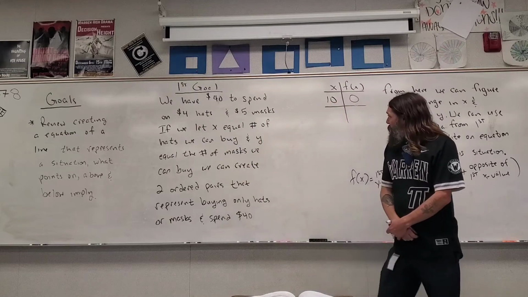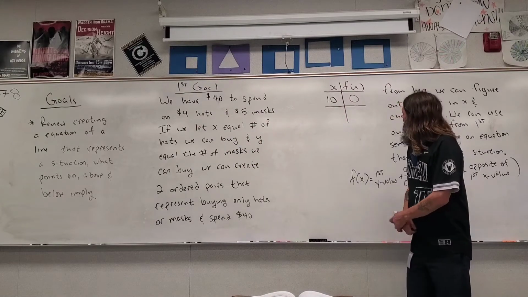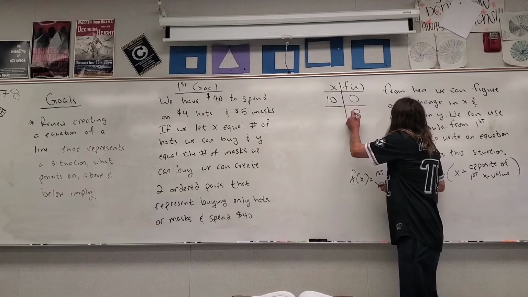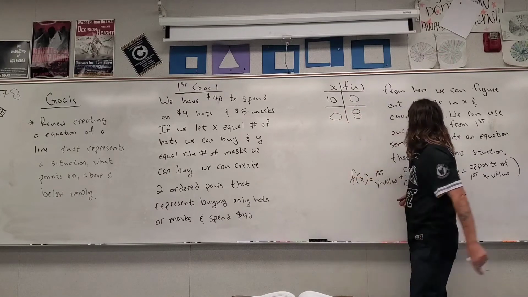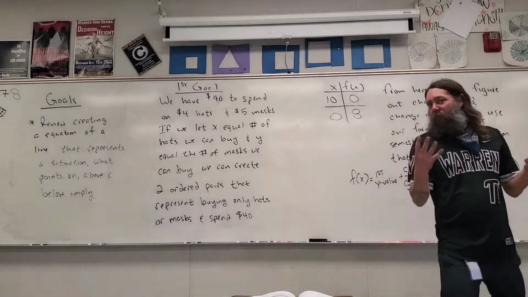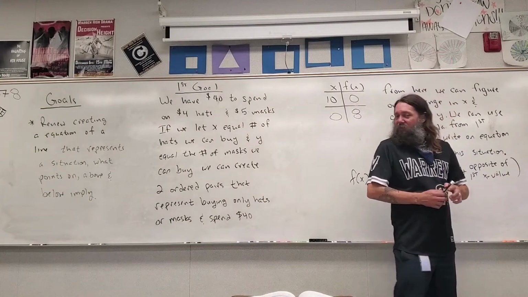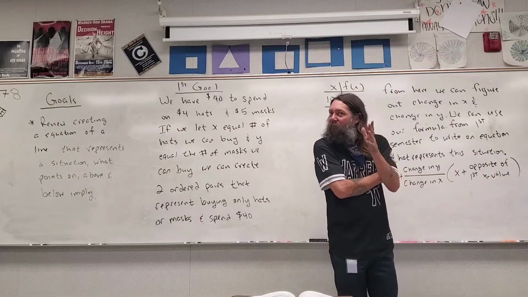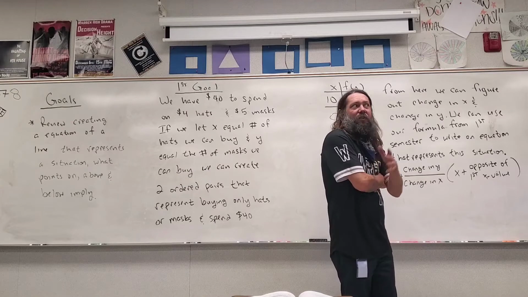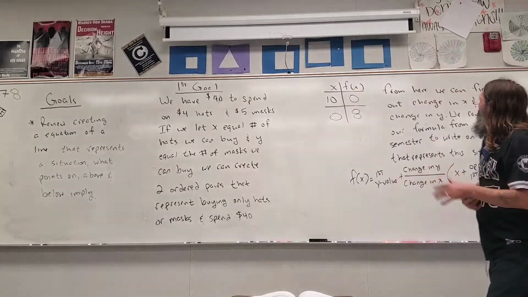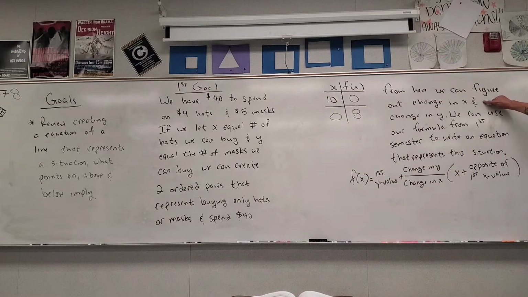I could also only spend my money on masks. I could buy 8 masks, 0 hats, and still spend $40. I have two ordered pairs, and last semester, once we had two ordered pairs, we had enough information to write an equation of the line. So let's go through this. From here, we can figure out the change in X and the change in Y. We can use our formula from first semester to write the equation that represents the situation.